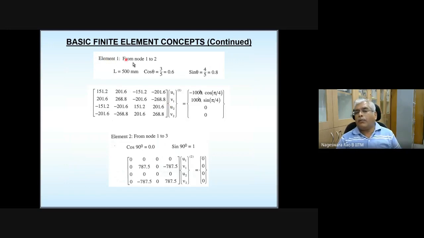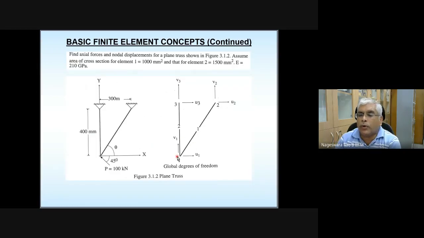Element 1, from node 1 to node 2. I am saying my element 1 is going from node 1 to node 2, not node 2 to node 1, not the other way. Based on whatever equation I have shown you, you should be able to easily cross-check this. For element 2, I am assuming it goes from node 1 to node 3.